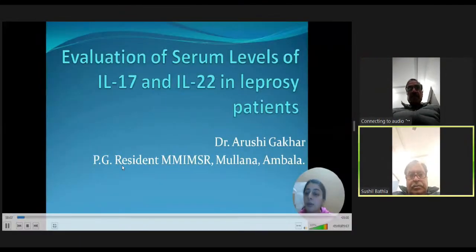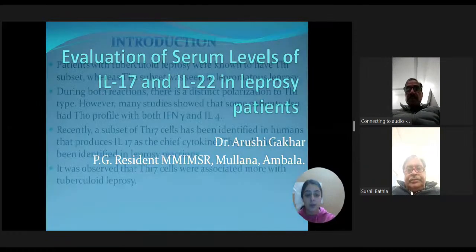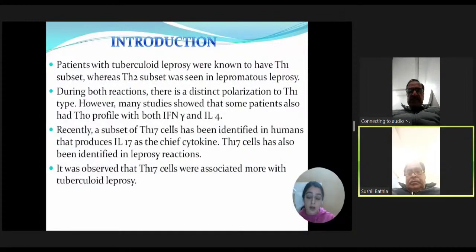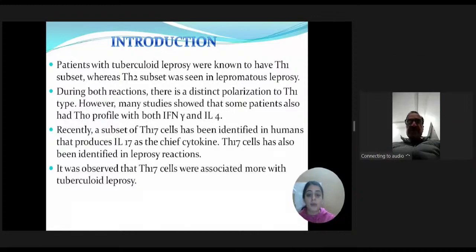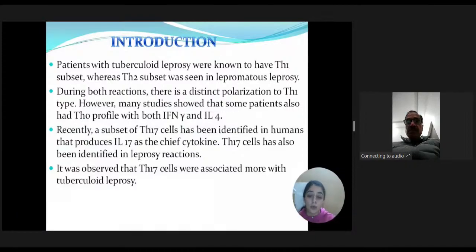So the topic for my paper presentation today is evaluation of serum levels of interleukin 17 and 22 in leprosy patients. So patients with tuberculoid leprosy are known to have Th1 subset, whereas in lepromatous leprosy, Th2 subset is there. In both the reactions, there is distinct polarization to Th1 type, but in some cases, Th0 profile is also known, in which interferon gamma and interleukin 4 both are expressed.